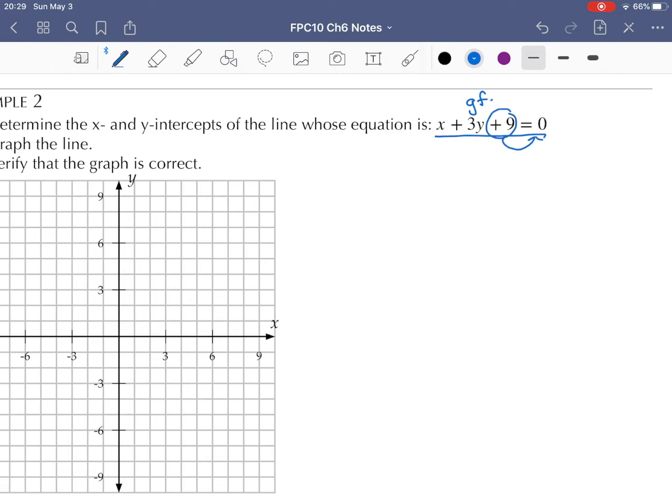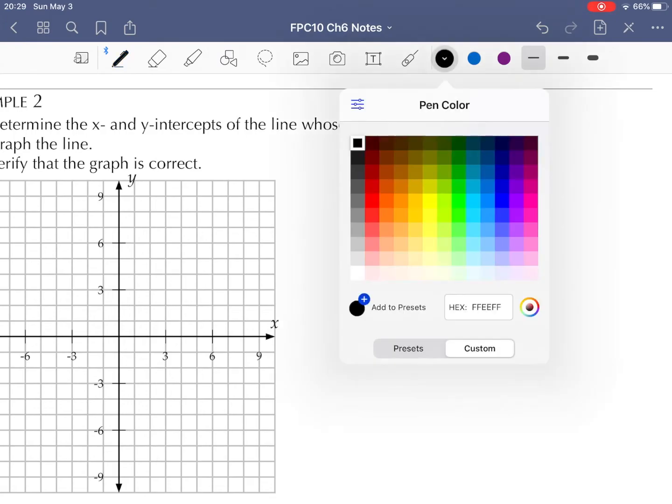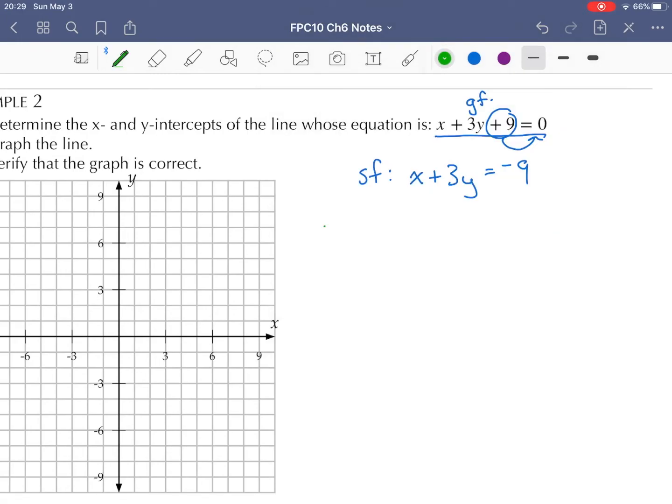First thing we're going to do is convert general form into standard form. It's a little bit easier to work with. In order to do that, we just take our 9 and we bring it over to the other side. So in standard form, our equation is going to be x plus 3y is equal to minus 9. Okay. Now, let's get started on the x-intercept and the y-intercept.